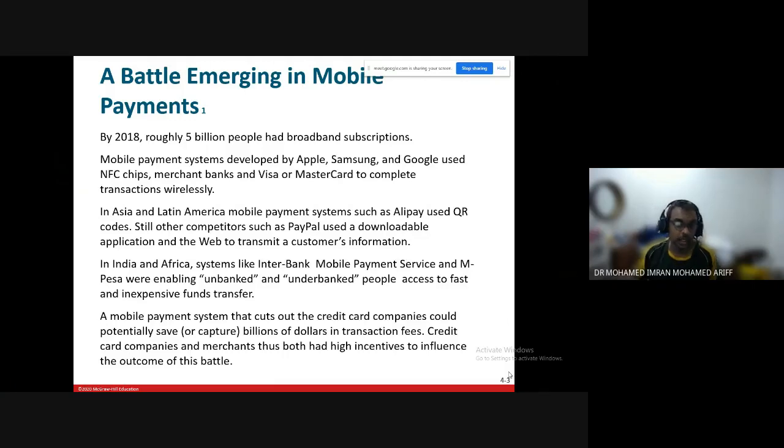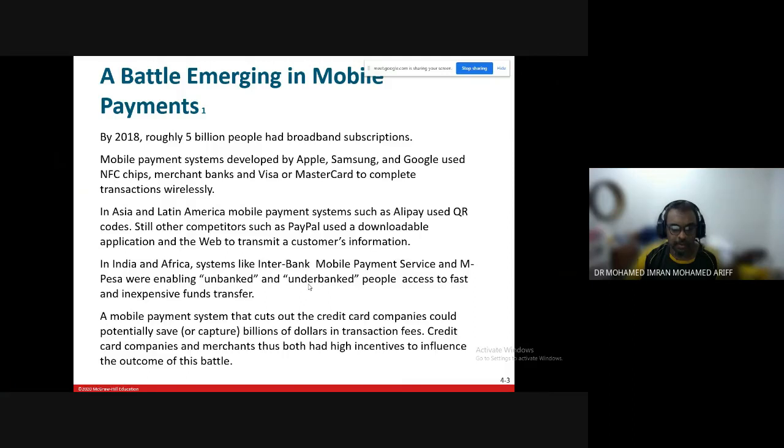This was very good in places like Africa and India, because they had their own system which is called M-Pesa, because people were unbanked and underbanked. This is a very interesting term. Unbanked means people were so poor that there is no need of having a bank. If they have no money or not much money, why do you need to have a bank? They were so poor that they don't need to have a bank.